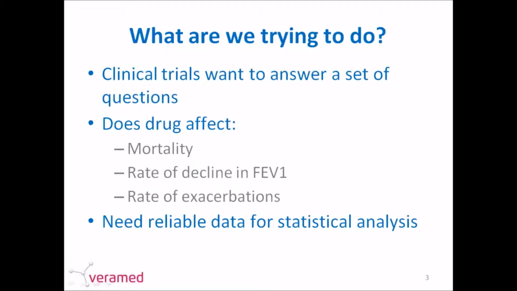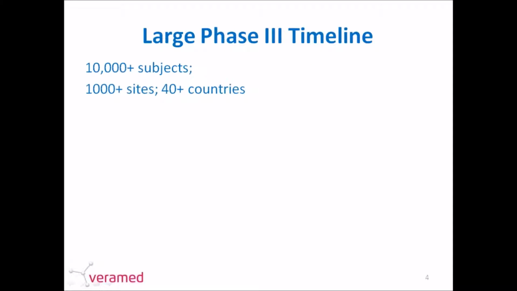Another common question in the respiratory therapeutic area is, can the drug slow down the inevitable rate of decline that subjects with certain respiratory diseases have in FEV1, which I'll explain a bit more about later. And another common question in the respiratory setting is, can this drug we're testing reduce the number of exacerbations a subject has? Again, I will explain more about what an exacerbation is later on. But to reliably answer these questions, you need to have confidence in the data you're working with, so that your statistical analyses have sound, reliable, good quality data behind them. And that's where data cleaning comes into clinical trials.